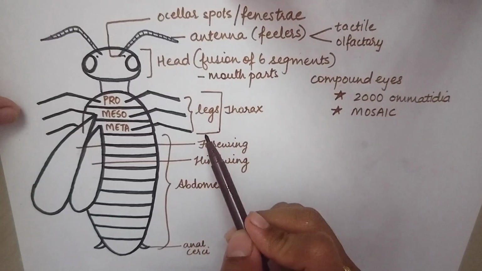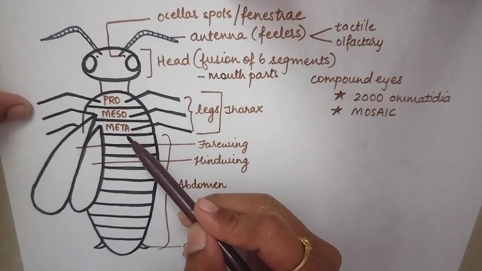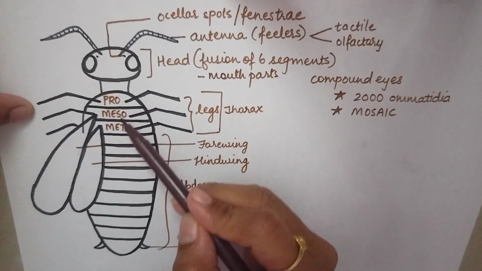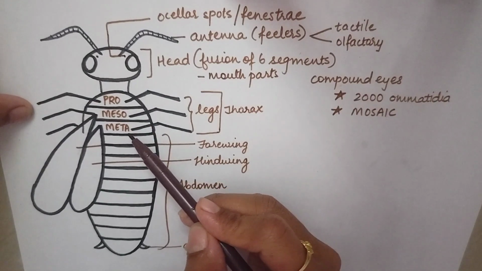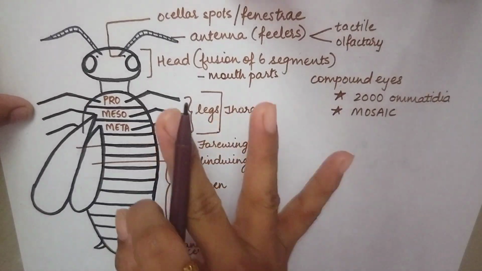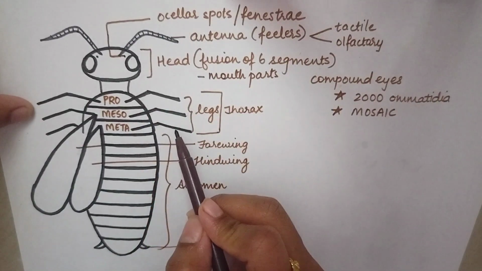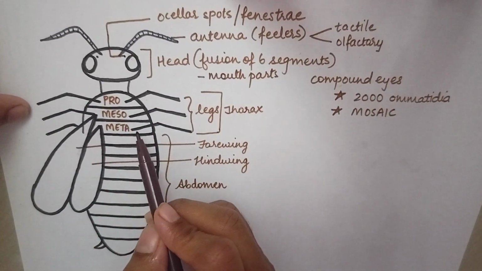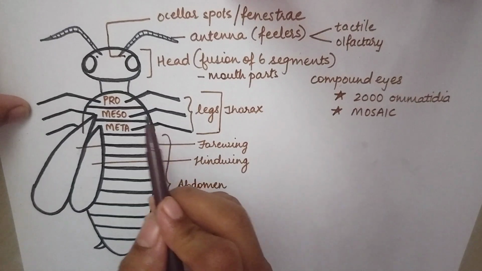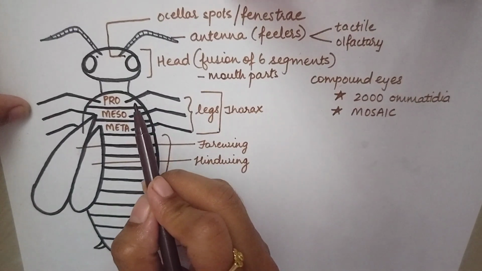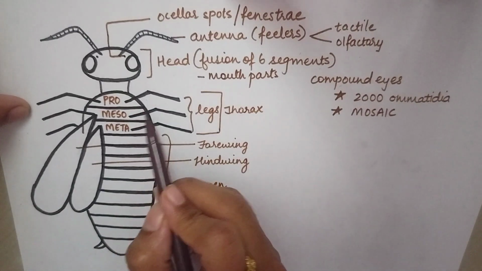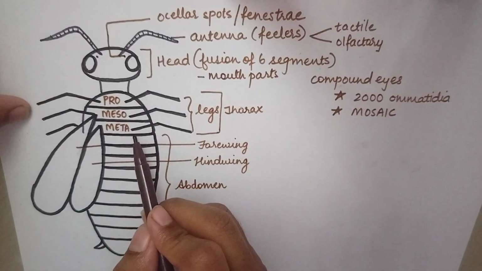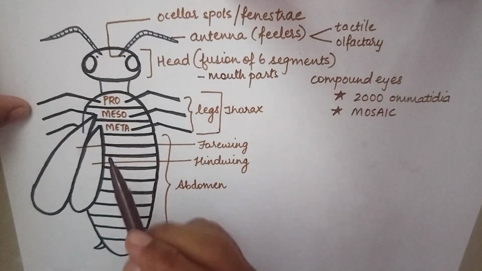Now the thorax. It is made up of three segments: prothorax, mesothorax and metathorax. The cockroach has three pairs of legs. See, these are the legs of the cockroach: one pair, two pair and three. Each pair is present in one thoracic segment. So this is the prothoracic leg, mesothoracic leg and metathoracic leg. Each segment of the thorax has one pair of legs.